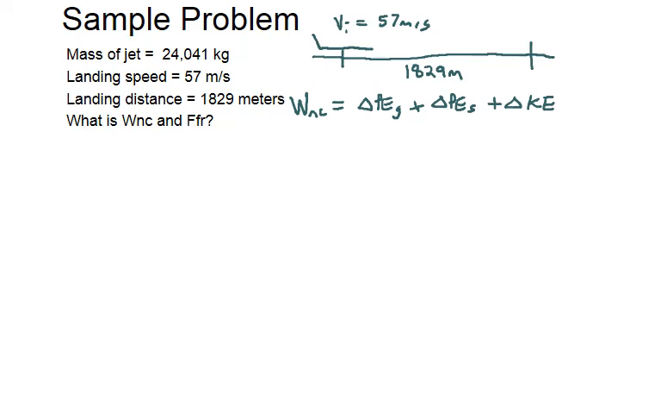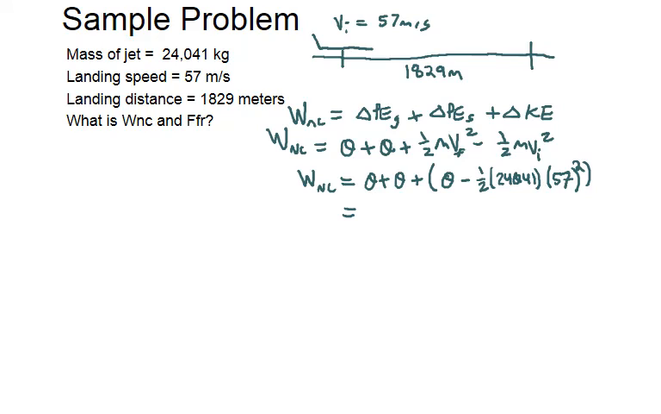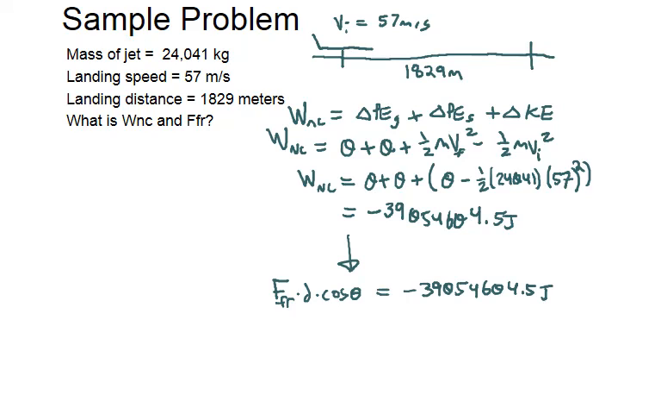All right, so non-conservative work equals a change in gravitational plus a change in spring plus a change in kinetic, right? So in this case here, there are no springs involved, there's no gravitational energy involved, since it's flat, so we're just dealing with the change in kinetic energy, starting with 57 meters per second going to 0. So there's our non-conservative work, and therefore we have force of friction over that displacement, so we can figure out how much friction there was there.